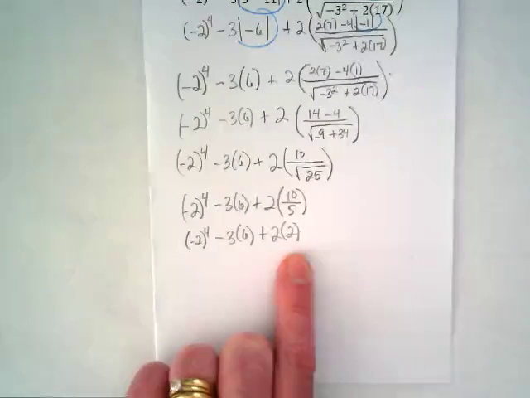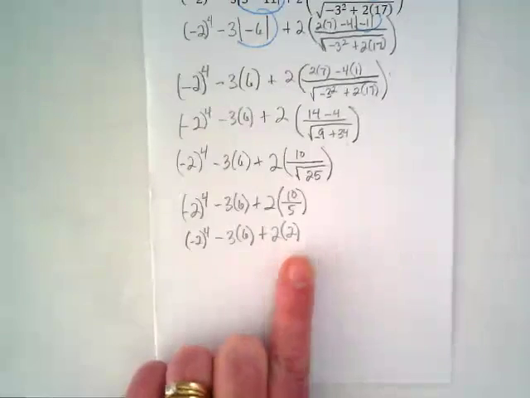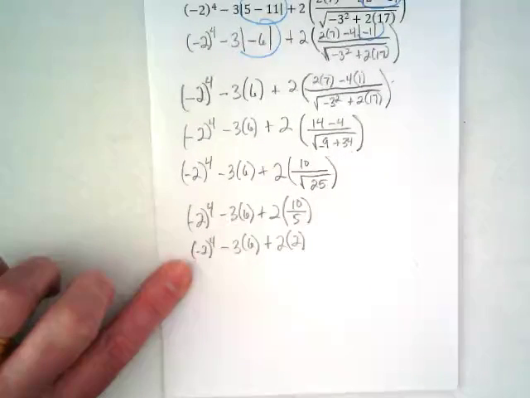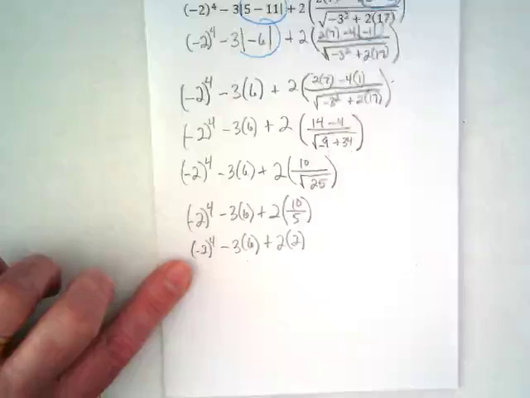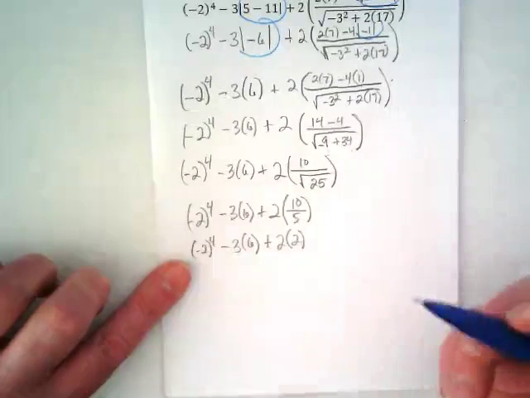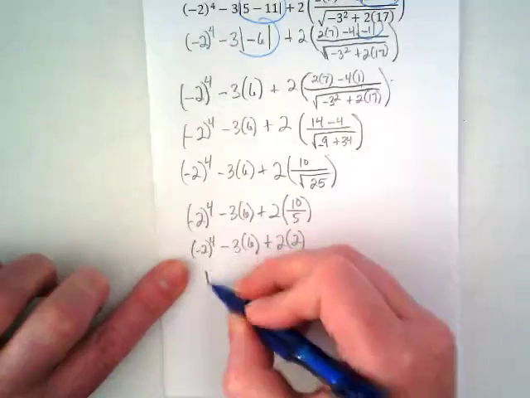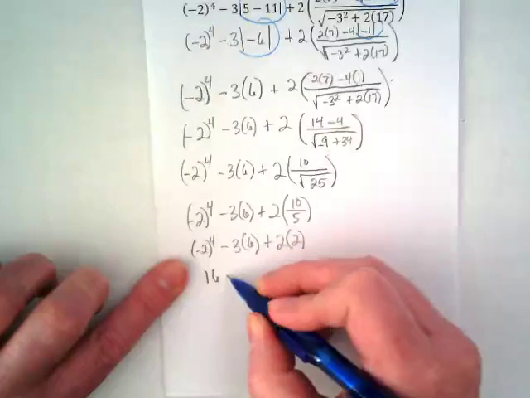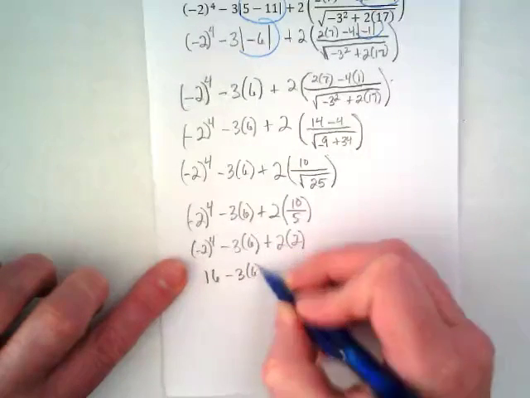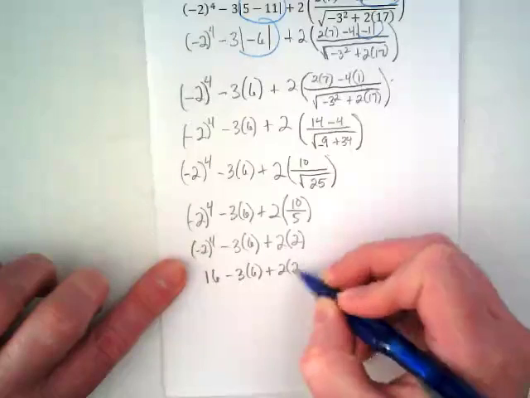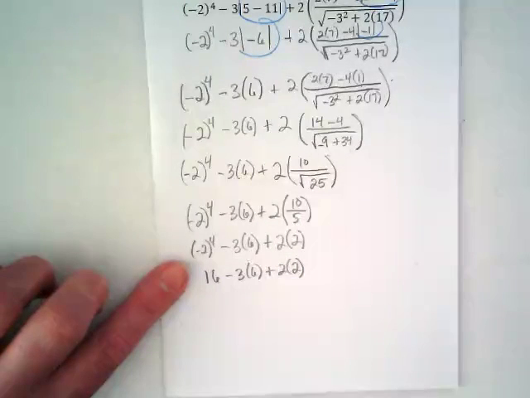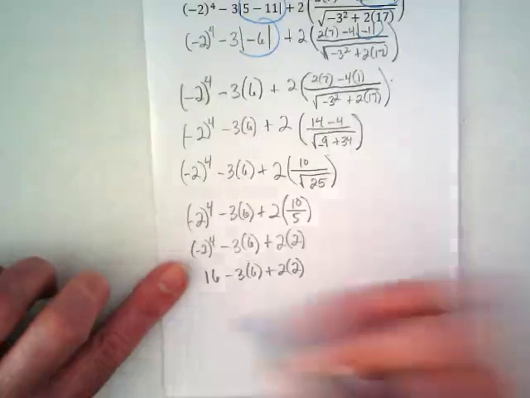We've simplified everything that was in that grouping symbol. So now we can start going really from left to right, because -2 to the 4th power, we did this yesterday, what are we gonna get? 16. -3 times 6 plus 2 times 2. Now in reality, I probably would have simplified all of those at the same time, but we're trying to follow the steps and do this the right way.